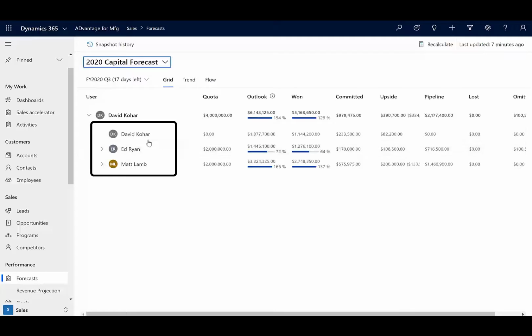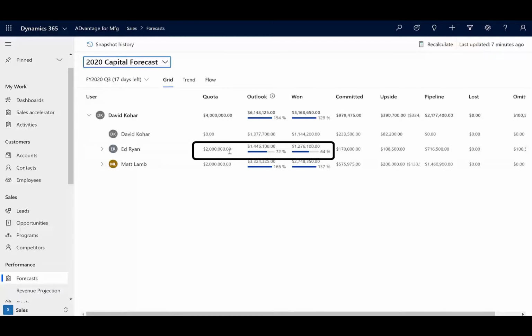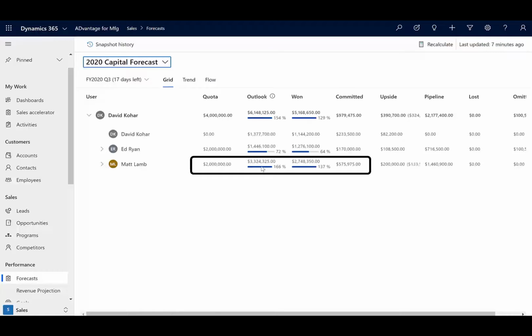I can look at this across the different sales managers, and you can see Ed, who had a quota of $2 million, is probably going to come in around $1.5 million, so a little bit shy of his actual overall quota. Now, he's got a number of new reps on the team, so his team is just building up now. Whereas Matt is going to have a really fantastic quarter. He's looking to do a little over $3 million on a $2 million quota.